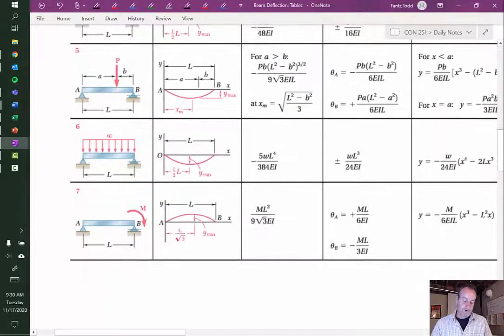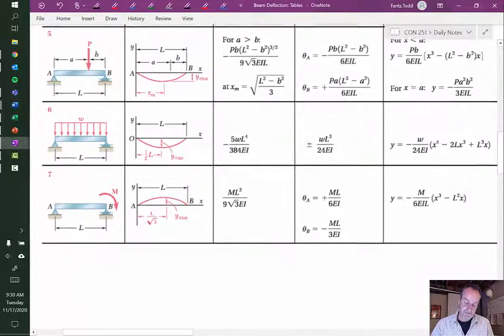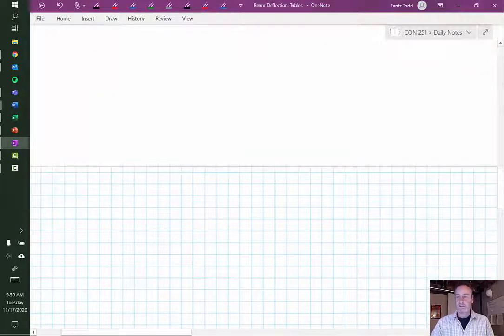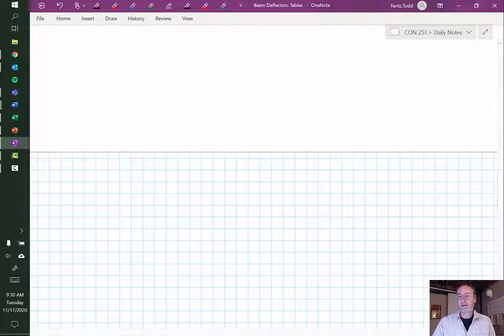And then we have a moment if we had it supported on both ends, right? So those are the 7 cases that we have in this table. Let's go ahead and take a look at an example on how we would use this.